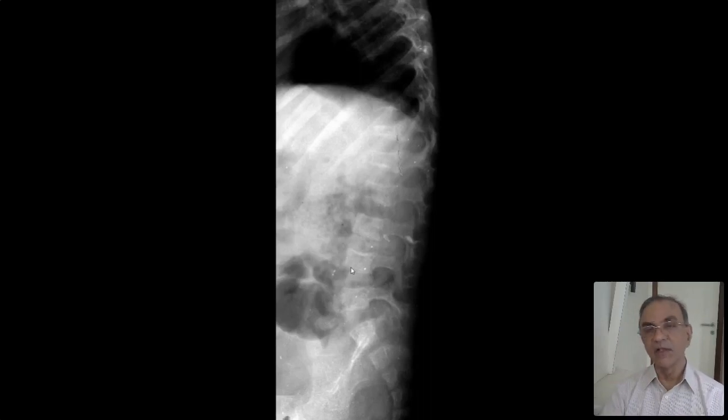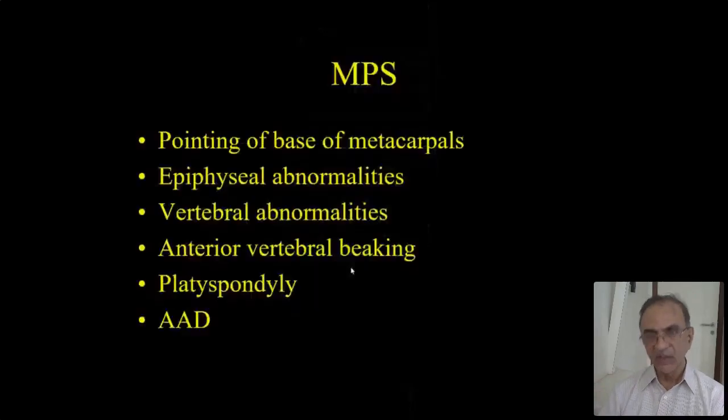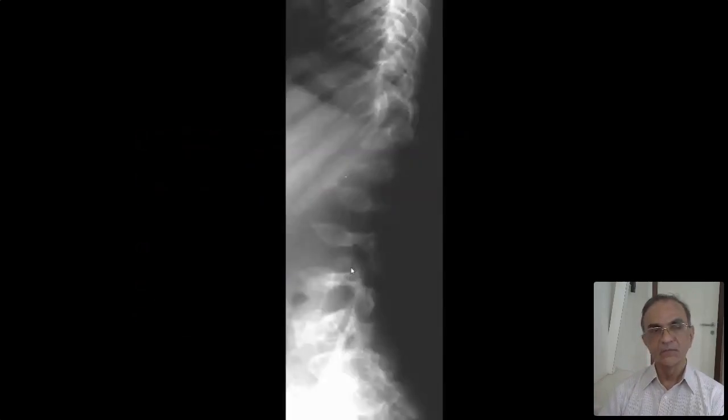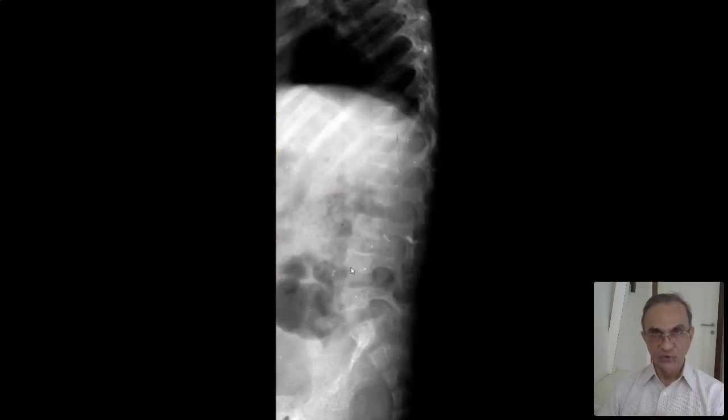Platyspondyly, decreased bone density, no beaking. If it is a skeletal dysplasia, often in the child it is osteogenesis imperfecta. So how do you tell one from the other? This is an MPS, grossly abnormal, anterior beaking. This is osteogenesis imperfecta. The vertebrae look as if there are multiple compression fractures, otherwise they are normal. There is osteoporosis and abnormal trabecular pattern. If you see something like this in a child, 100% diagnosis of osteogenesis imperfecta, but you have to see it in a child.